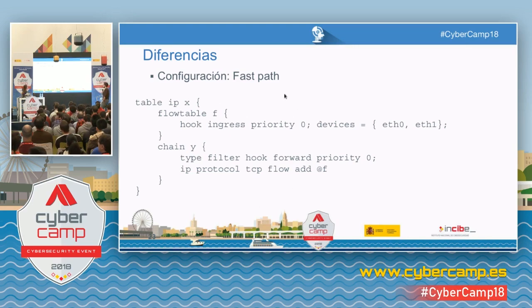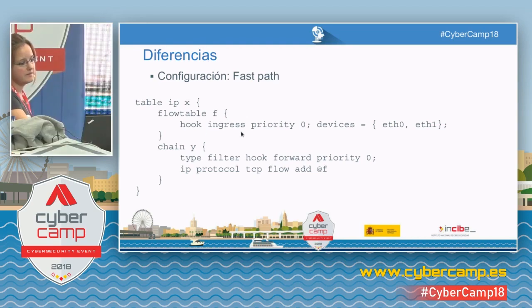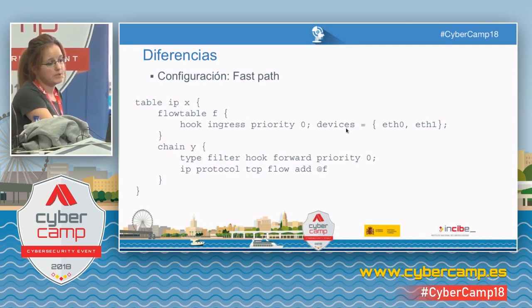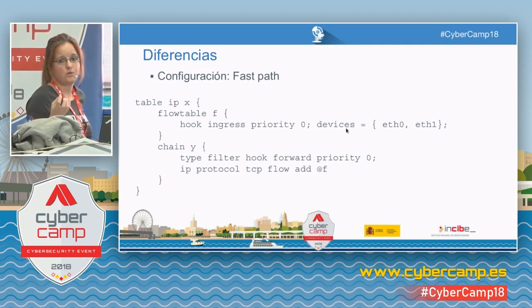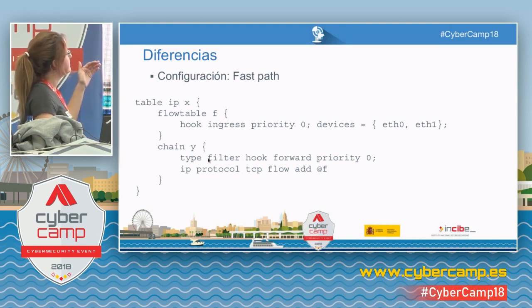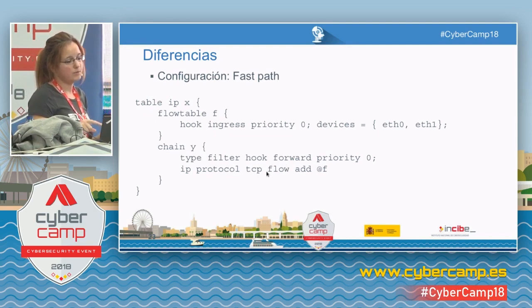Here you have an example on how to set up the fast path, as we've said before. We would need a flow table on the Ingress hook. We choose the devices or the network ports on which the Ingress hook wants to read the incoming packets, and then for the chain we set up on the forward hook, we choose a rule stating that everything that follows this pattern, which is protocol TCP, will be taken to the fast path.